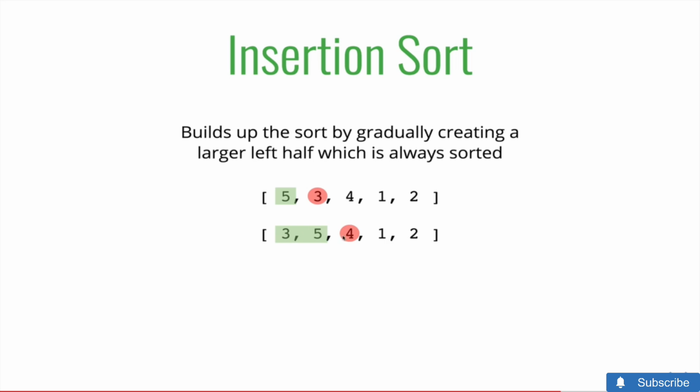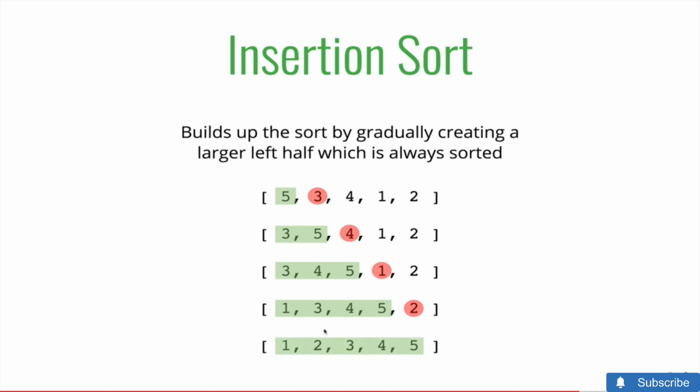Now we hit 4. Where does 4 go? We insert it between the 2. So now this is our sorted portion. Then we hit 1. Where should we put that? At the beginning. And we hit 2. Where do we insert that? Right there, index of 1. So you can see what happens is that we gradually build up the sorted portion of the array by inserting one item at a time in the correct place.